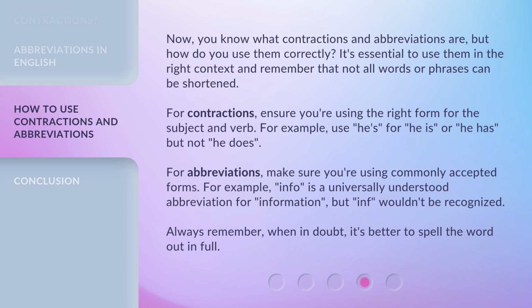For abbreviations, make sure you're using commonly accepted forms. For example, info is a universally understood abbreviation for information, but INF wouldn't be recognized. Always remember, when in doubt, it's better to spell the word out in full.